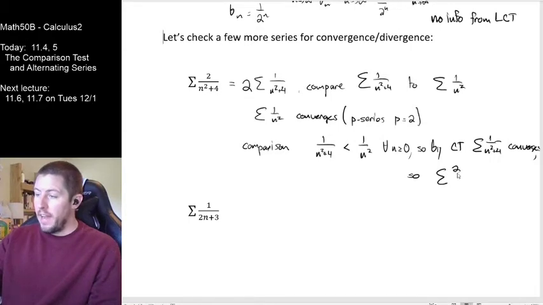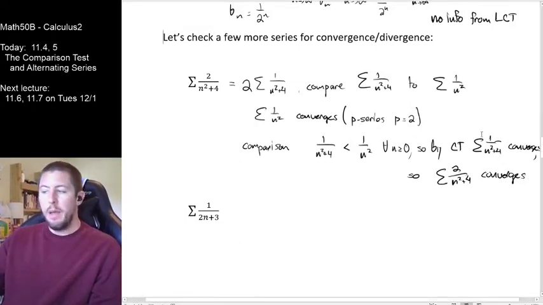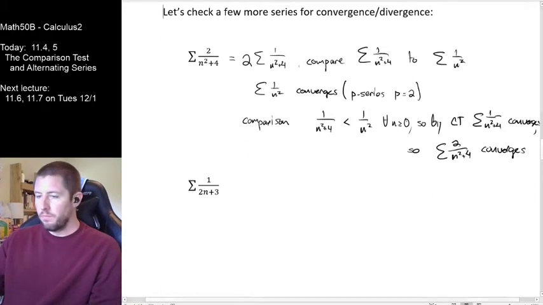So therefore, finally, I think I can say 2 over n squared plus 4 converges, because it will just converge to twice as much. If this converged to some number c, then this just converged to 2 times c, which is the only difference right there. All right, so we found this to converge by the comparison test.